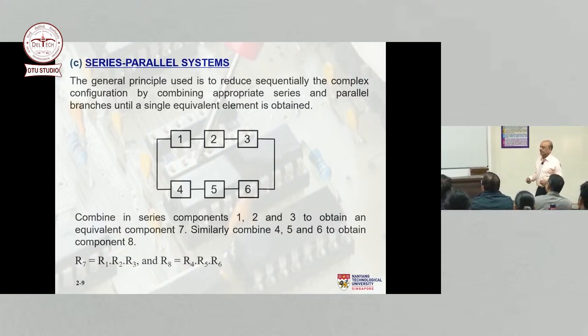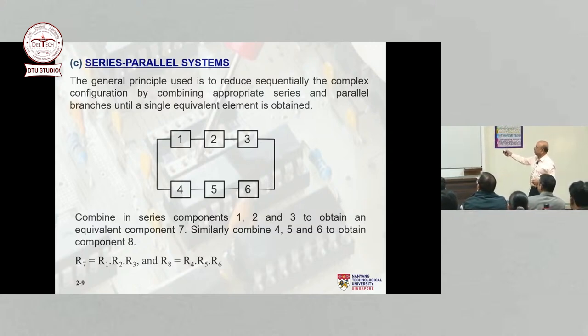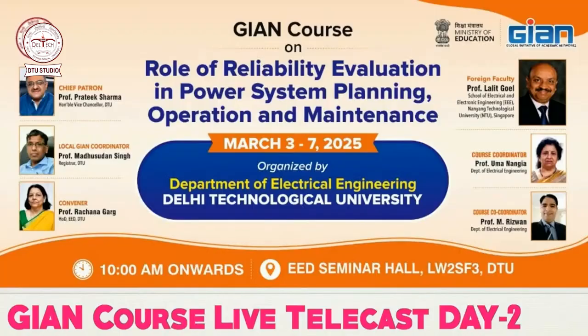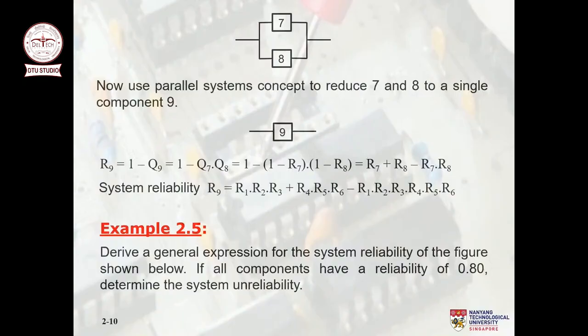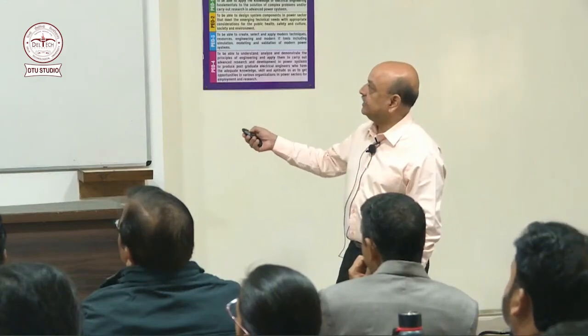Again, very simple analysis. These 3 are in series, so the reliability will be R1 times R2 times R3. These 3 are in series, so R4 times R5 times R6, and this branch is in parallel with this, so RA plus RB minus RA RB, right? Once you know the concept, then this follows very easily. So that's the reliability equation in the end.